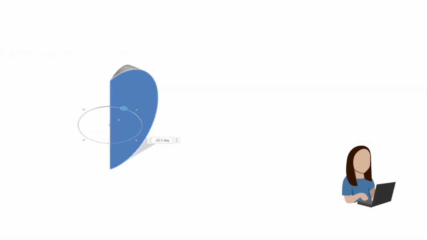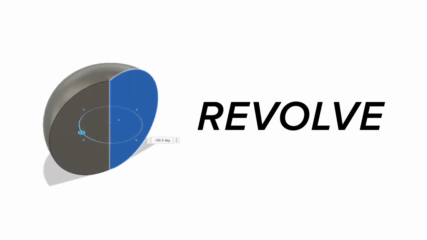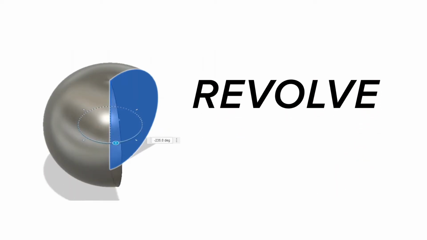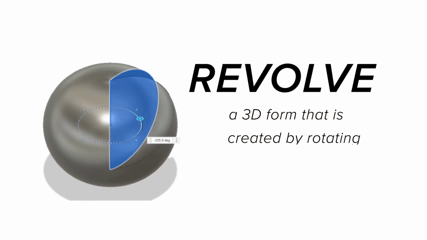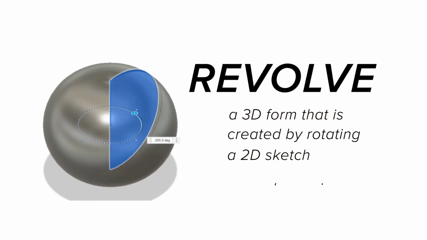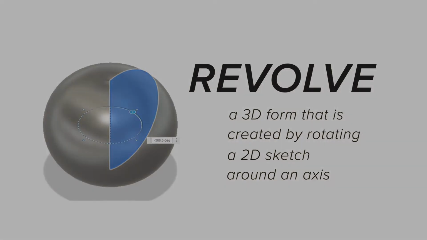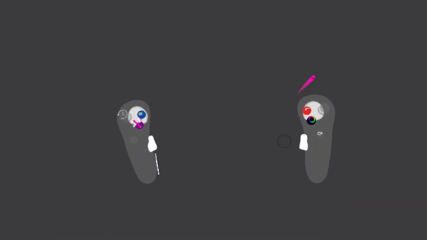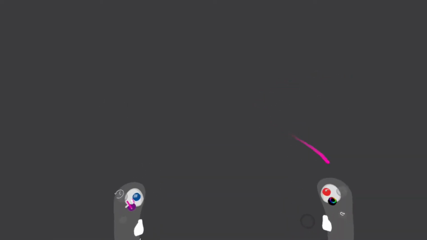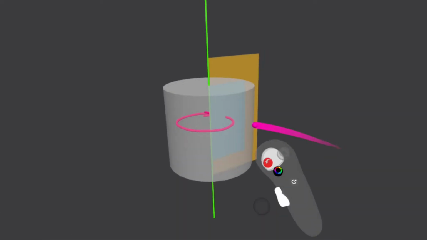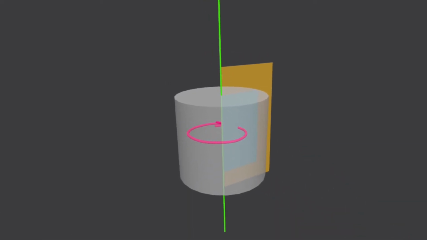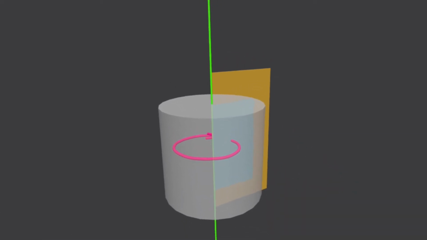In this video, we will be going over a commonly used feature in 3D modeling called a revolve. A revolve is a 3D form that is created by rotating a 2D sketch around an axis. To show you this concept, we will be using virtual reality. For this example, we will show you how to make a cylinder using a revolve.